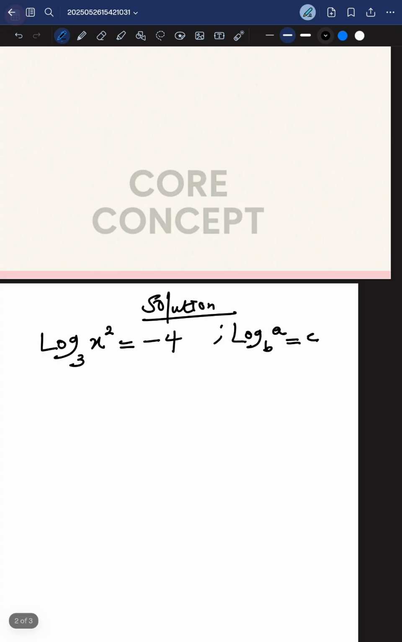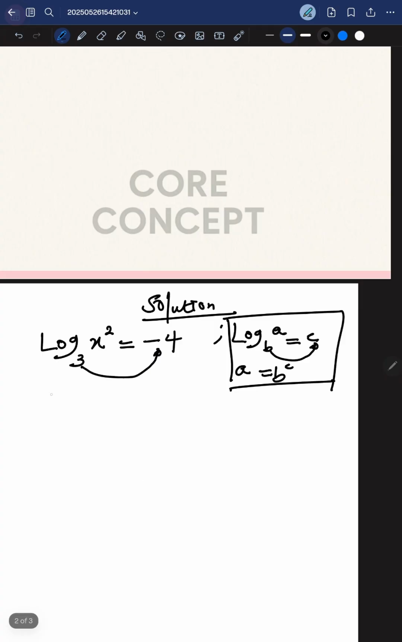All right, so what will happen is this b is going to raise this c on the other side, so I'll be left with a here. That means my a is equal to b raised to the power of c. So I want you to take note of that. This is very vital to solving this question. So if I have log x squared base 3 equal to -4, that means the 3 is going to raise the -4 up.